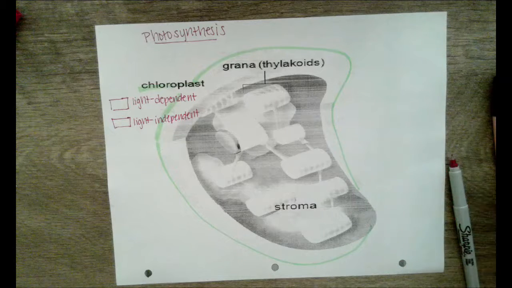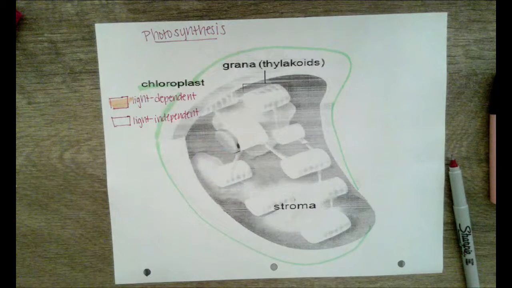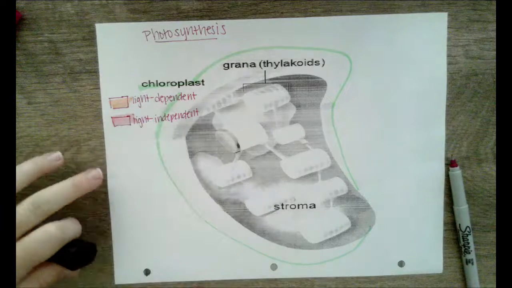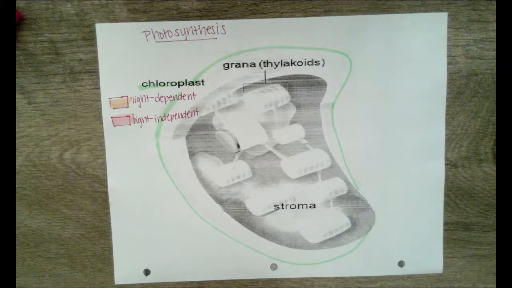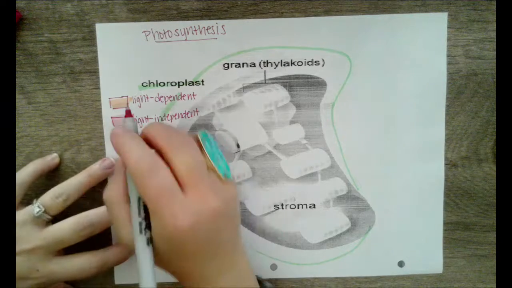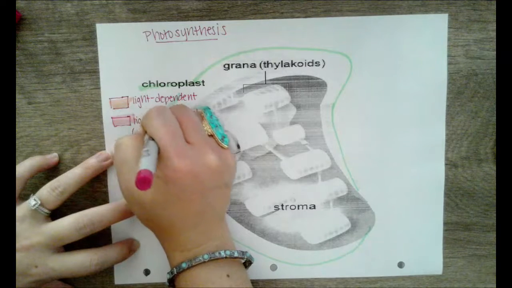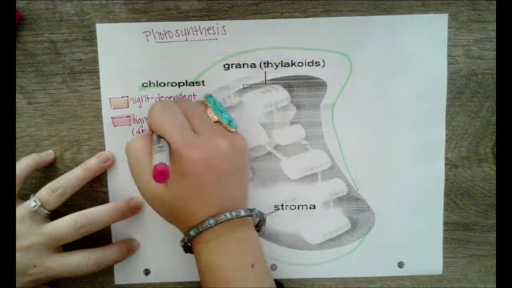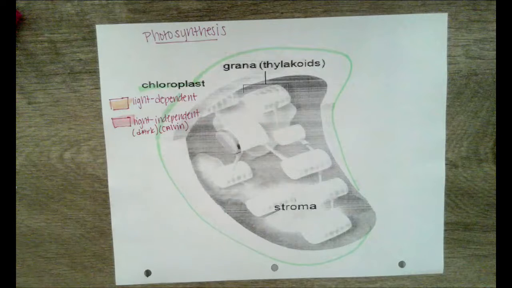So we're going to do our light cycle. We're going to use orange to help us color code. And then I'm going to use pink, but you use whatever colors you want, to model the light-independent cycle. Let's also add, this is sometimes called the dark cycle or the Calvin cycle. Alright, so this is happening in the chloroplast.